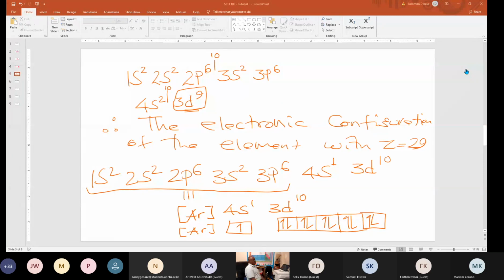It is safer, it is better, like you remove one electron from the 4s and put it in 3d. Yes, like that. I'm trying to look for some examples.